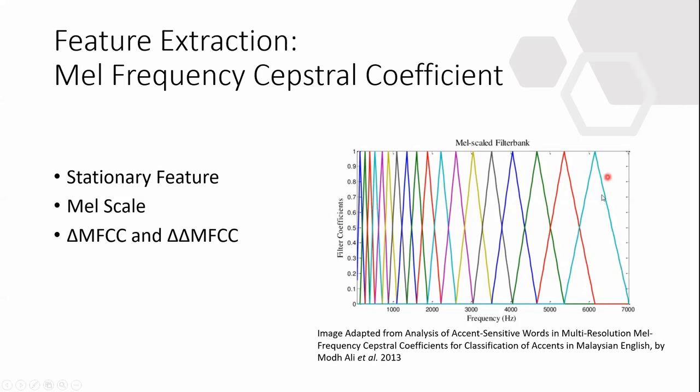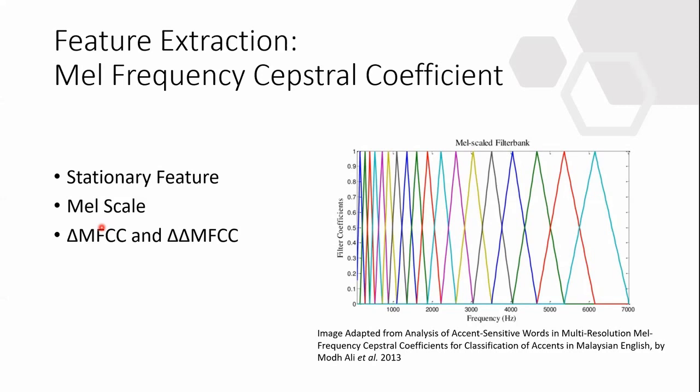MFCC returns a set number of coefficients which represent the amount of energy present in each filter over that scale. Here you can see the filters drawn over our frequency scale, and the MFCC would return a number for the energy present in each of those filters. We also extract delta MFCC and delta delta MFCC, which are the rate of change and acceleration of MFCC and give some indication of how MFCCs are evolving in time, which is helpful for a non-stationary sound.